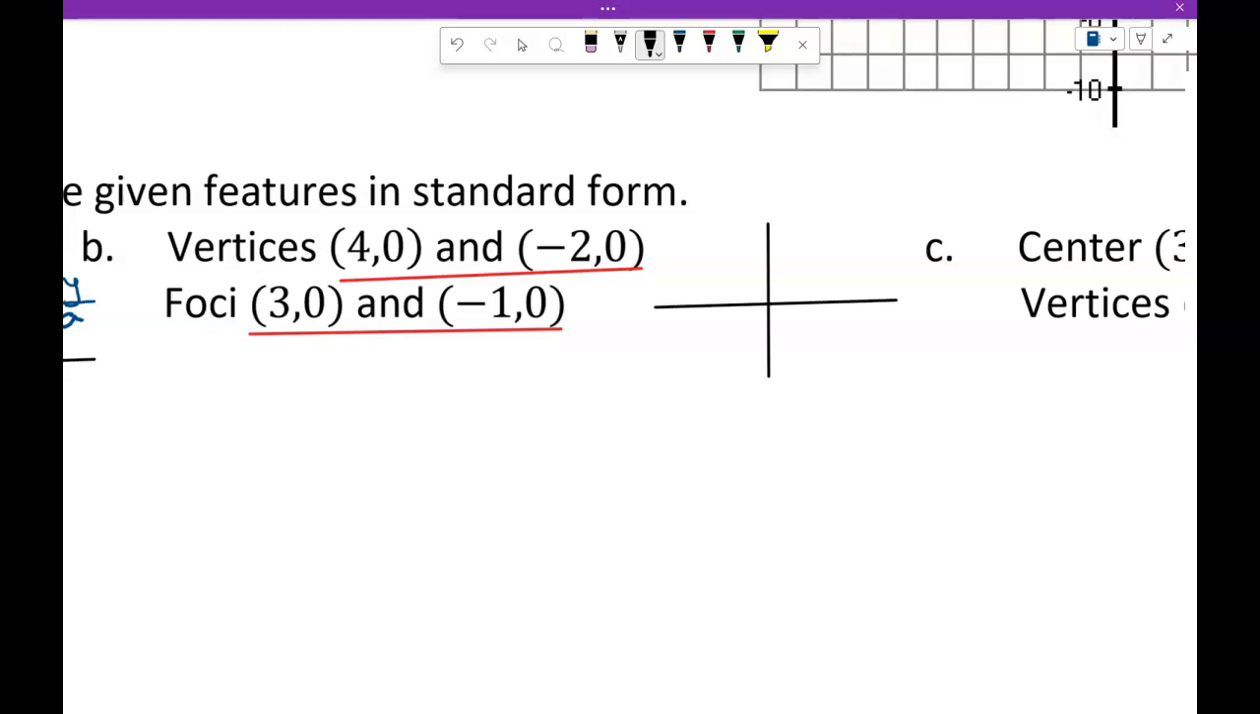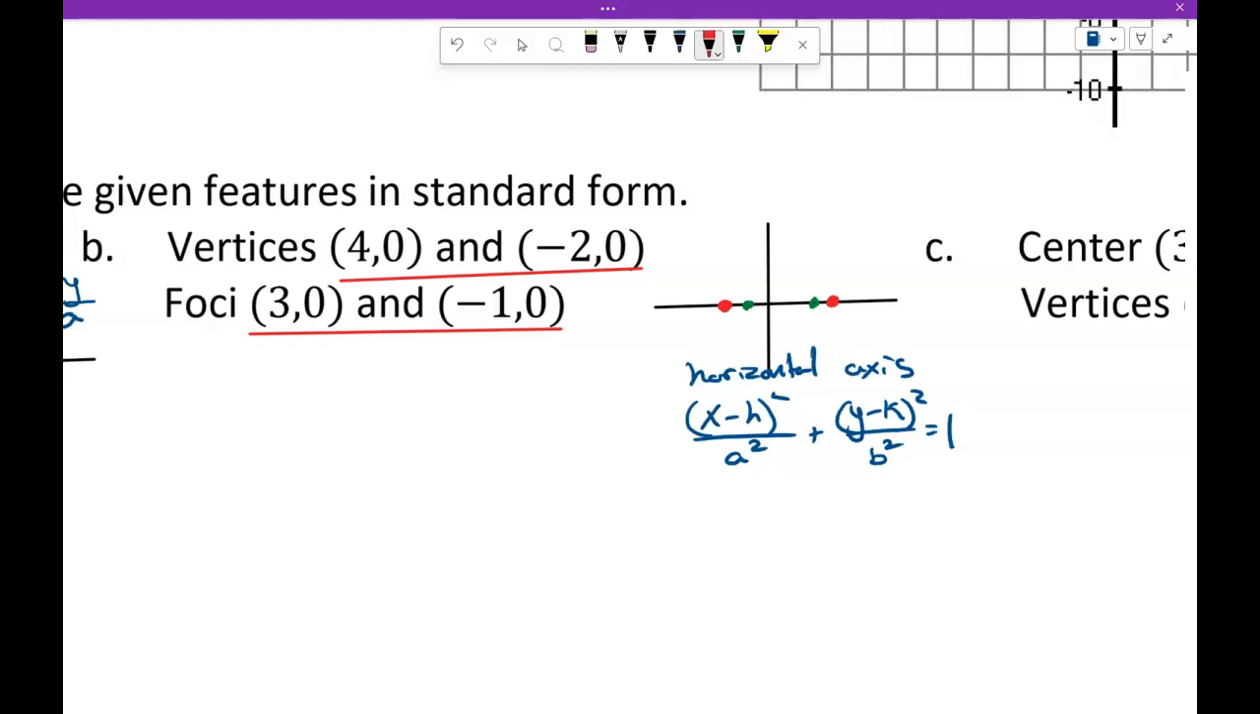We have vertices located at (4, 0) and (-2, 0), and our foci are located at (3, 0) and (-1, 0). So that does indicate that we have a horizontal axis. So we'll be using the formula where a squared is underneath our x term. So let's find our values of a, b, and c.